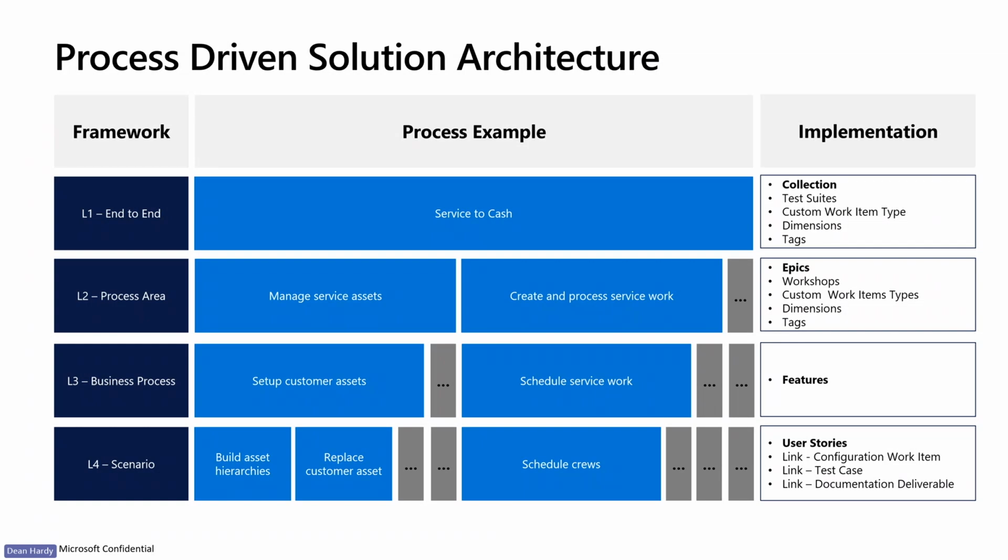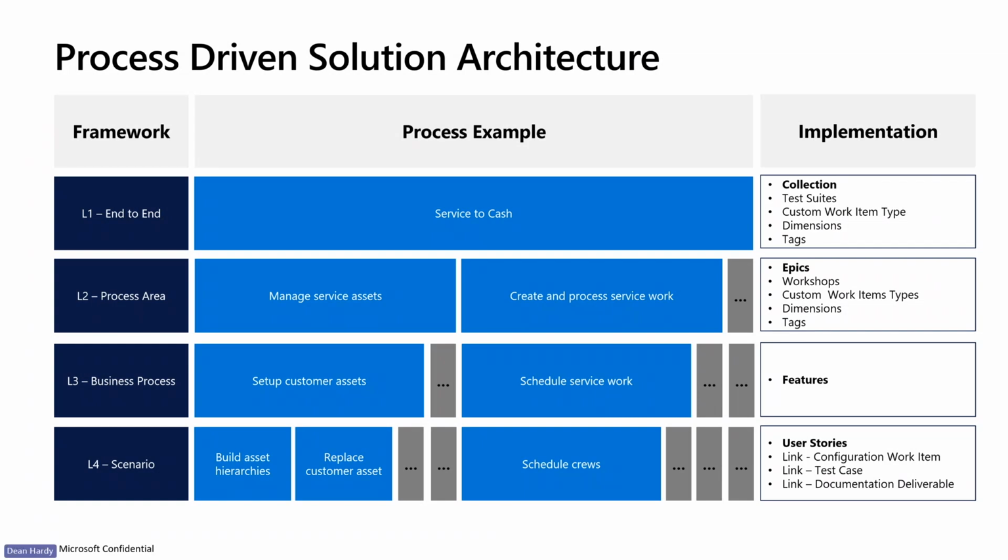Level 3 of the framework is the level where individual business process flows are specified. Our examples include set up customer assets and schedule service work. Level 3 will be the features in the ADO catalog.